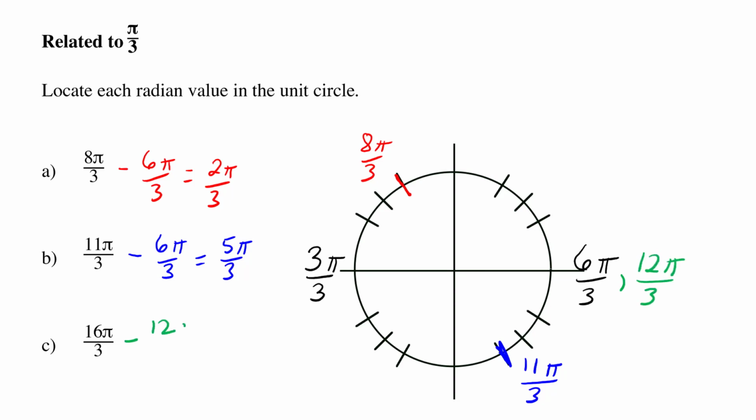Here we can go and treat that as 12 pi over 3, the second time around the unit circle. And our location this time is 4 pi over 3. 4/3, a little bit more than 3/3, will be in quadrant 3 at the 60-degree location.